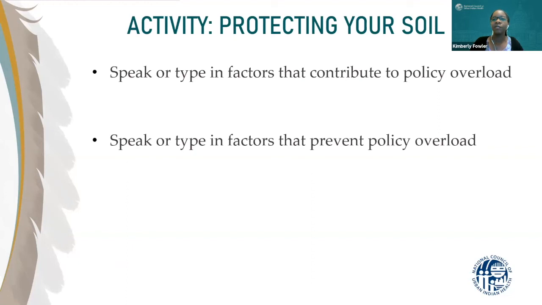And just as an example for factors that prevent policy overload, it could be not even knowing when the review dates of a policy are. We talked a little bit about that. So you're almost blindsided that, oh, wait, this policy now needs review, as an example. Are there others that you can think of?